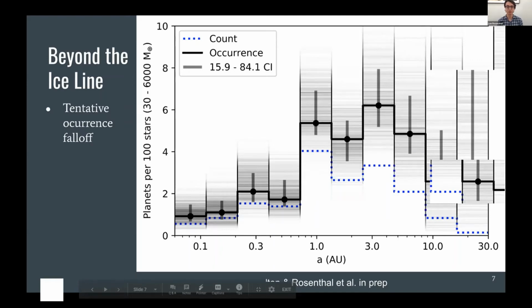So this plot shows our preliminary results using a piecewise constant model. The dashed blue line is just a simple histogram of planets.